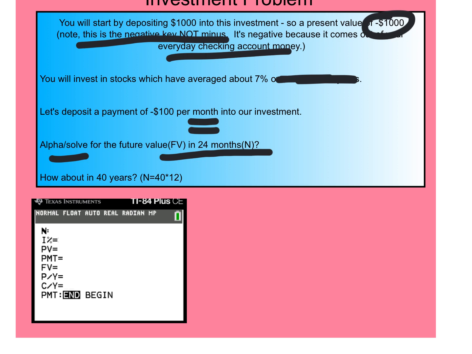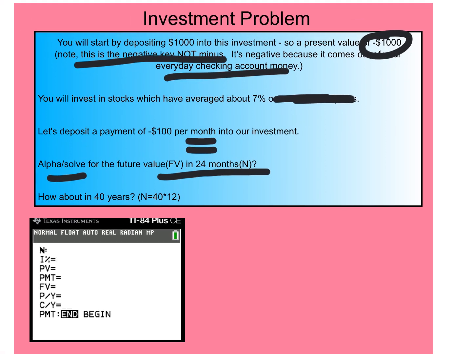So there, they just told you everything you need to know. Please scribble out this last question about 40 years. It's just going to confuse you. That's when we're done with the other question. Okay? Don't do that till we're done with this one.